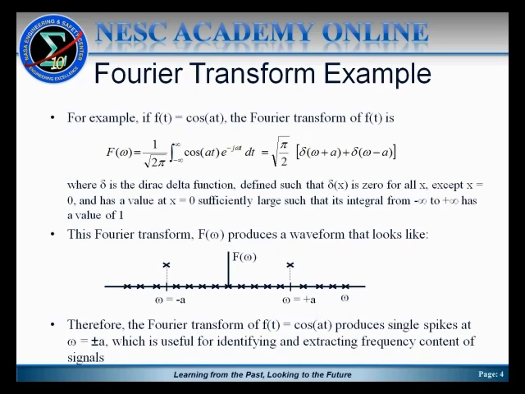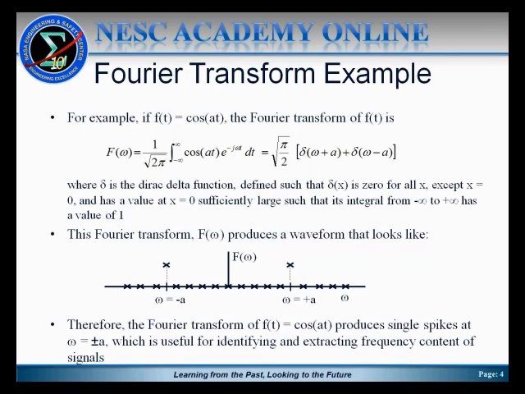Then one can show from mathematics that this results in the expression to the right of the equation, which is the square root of pi over 2 times delta of omega plus a plus delta of omega minus a, where in this case delta is the Dirac delta function, which is defined such that delta of x is 0 for all x except at x equals 0. And at x equals 0, it has a value sufficiently large such that the integral from minus infinity to infinity has a value of 1.